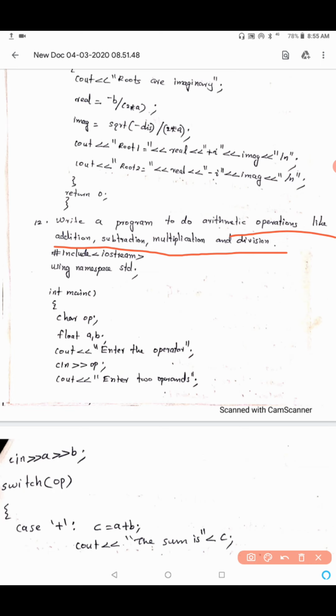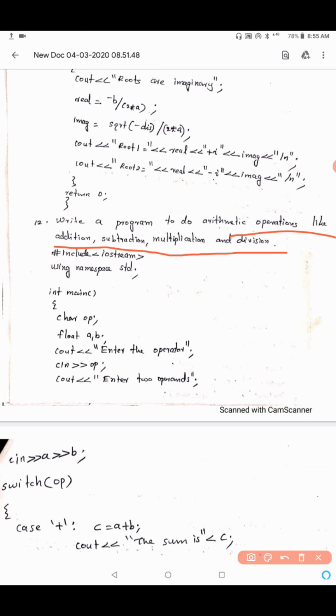If I give the operator minus, the 2 numbers have to be subtracted. If I give star, the 2 numbers should be multiplied. If I give slash, the 2 numbers have to be divided. So this can also be asked as: write a program to implement a calculator. The same question can be asked.